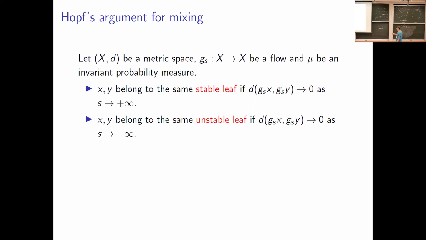So one can define stable and unstable leaves. We say that x and y belong to the same stable leaf if under the flow, x and y get closer and closer together. And similarly, we say that x and y belong to the same unstable leaf if under backward iteration, backward flow, the points x and y get closer and closer together. So in general, the leaves may not be manifolds, but who cares?